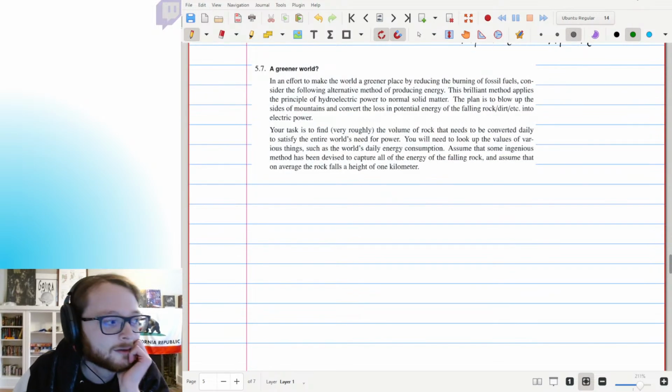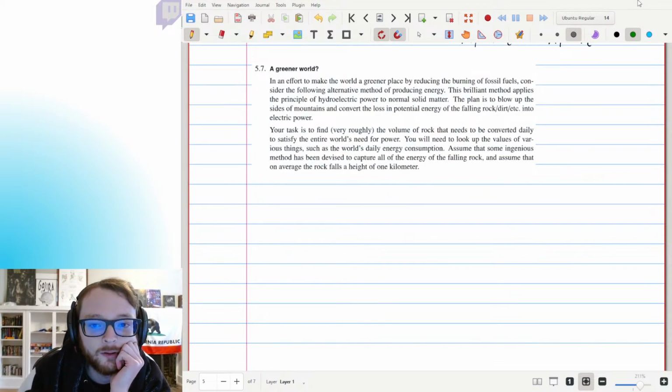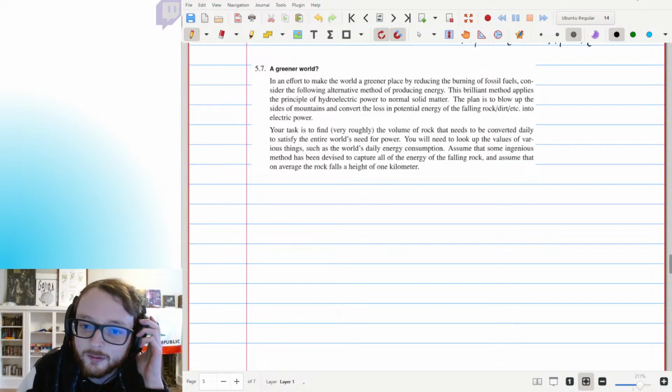Okay. In an effort to make the world a greener place by reducing the burning of fossil fuels, consider the following alternative method of producing energy. This brilliant method applies the principle of hydroelectric power to normal solid matter.